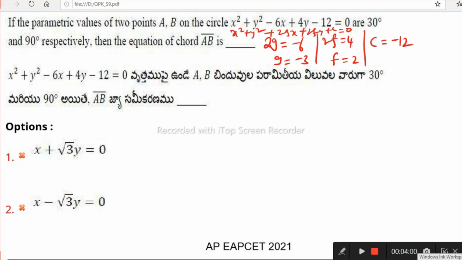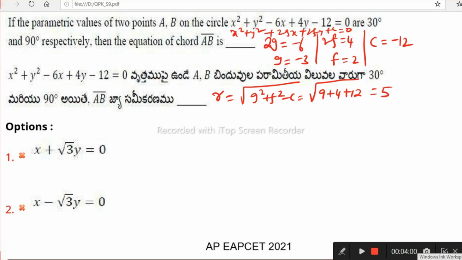We know what g, f, c are in the circle. Now let's find the radius of the circle. Radius of circle is root over g square plus f square minus c. According to this, radius is root of g square, that is 9, plus f square, that is 4, minus of minus 12, plus 12, that is root 25. Root 25 is 5, the radius is 5.